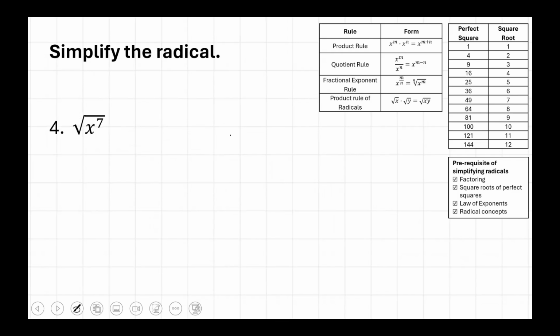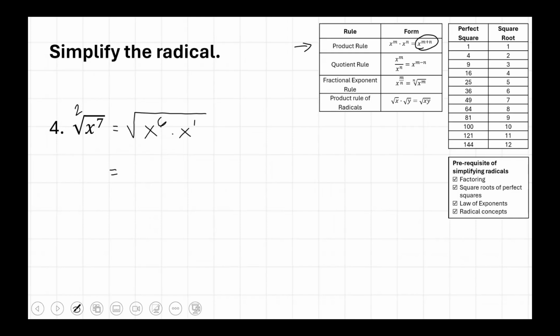Next, question number 4. Again, we don't have a number here, so the index is 2. Then we are going to rewrite our x raised to 7 into a number that can be divided by 2. Using your product rule, we're going to break the x raised to 7 apart by rewriting it. So what is the closest number to 7 that is divisible by 2? And it is 6. So we can rewrite the x raised to 7 into x raised to 6 times x raised to 1, because using your product rule, we know that when we add the exponents together, it will go back to x raised to 7.